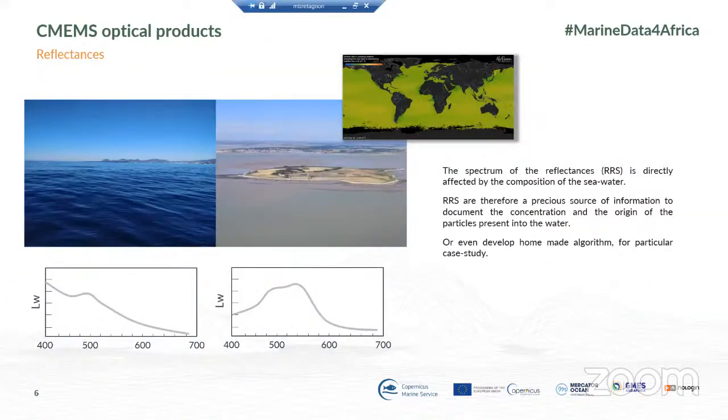So first, on the optical products, as we saw before, the reflectance corresponds to the ratio between the upwelling radiance and the downwelling irradiance. The upwelling radiance is directly affected by the seawater composition, as you can see in these two pictures. When the water is clear, or when you have a low concentration of phytoplankton, the spectrum of the radiance has the shape represented on the left. Conversely, when you have a lot of inorganic particles, as for instance in a river plume, you will have water which is more brown or yellow, and then the spectrum of the reflectance will be like this. Now we will go into more detail on the other optical products.